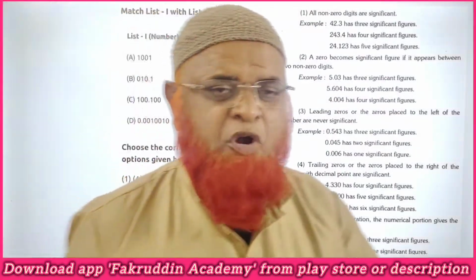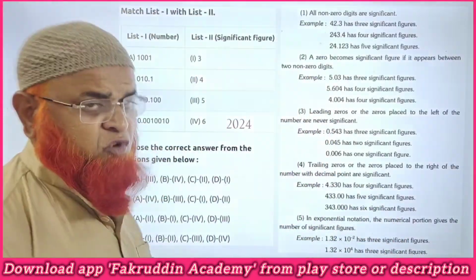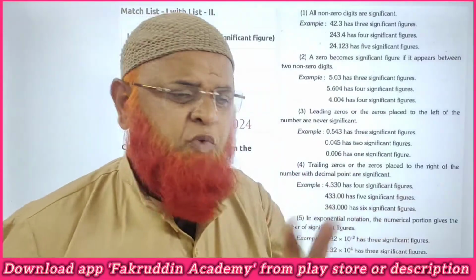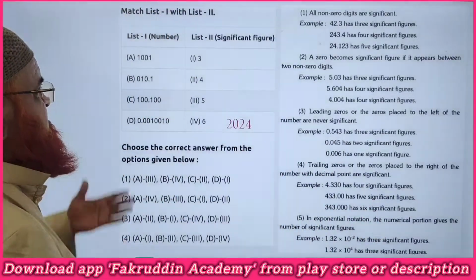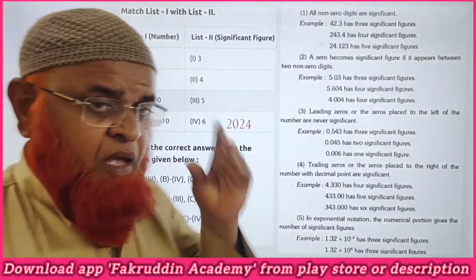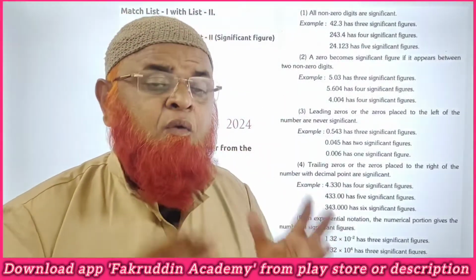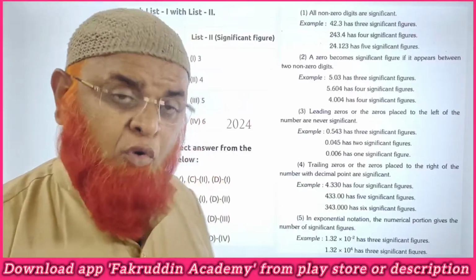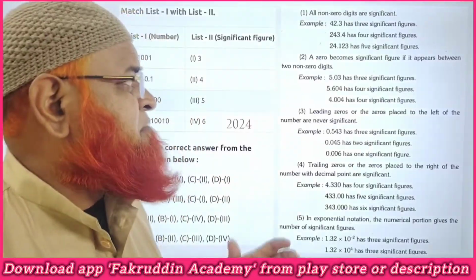My dear students, this is a problem asking the 2024 latest JEE Mains question. In this question, he has given the numbers and is asking us to find the significant figures. To get the significant figures, you should know five rules here. What are the five rules? Let me discuss them one by one.